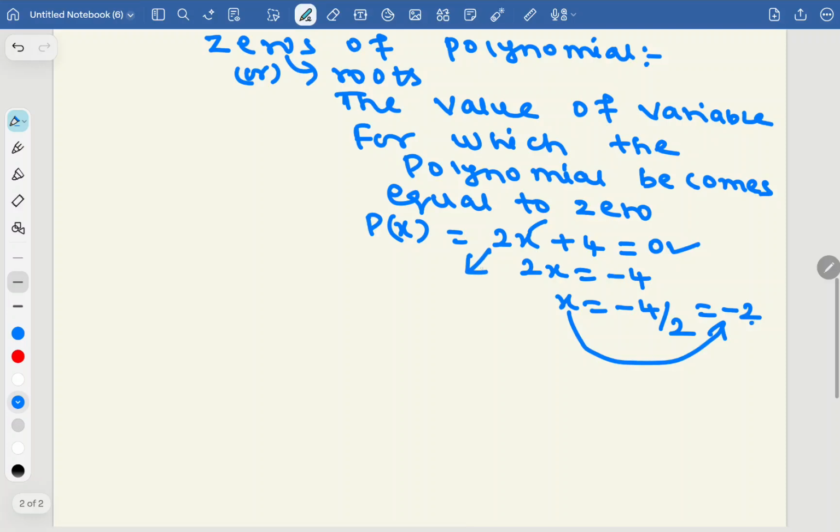I am taking a linear polynomial. That's all. The value of the variable for which the polynomial becomes equal to 0. Here x is minus 2, I am replacing x by minus 2, this 2x plus 4 becomes 0, which is a linear polynomial. Therefore only one zero or one root, that root is minus 2, or that minus 2 is called the zero.